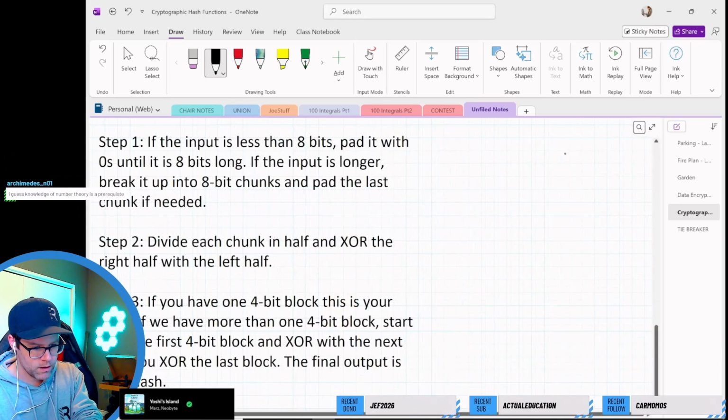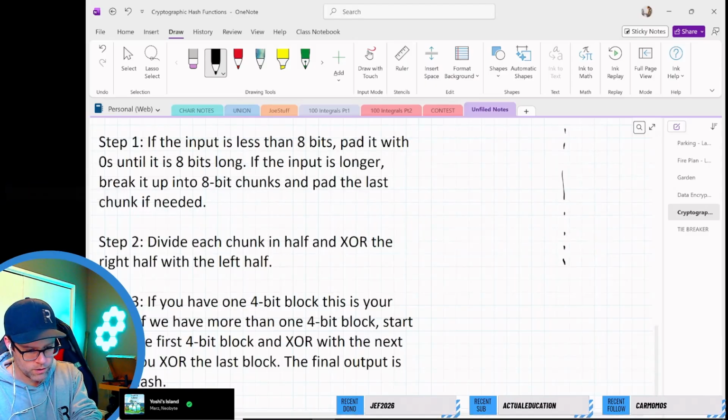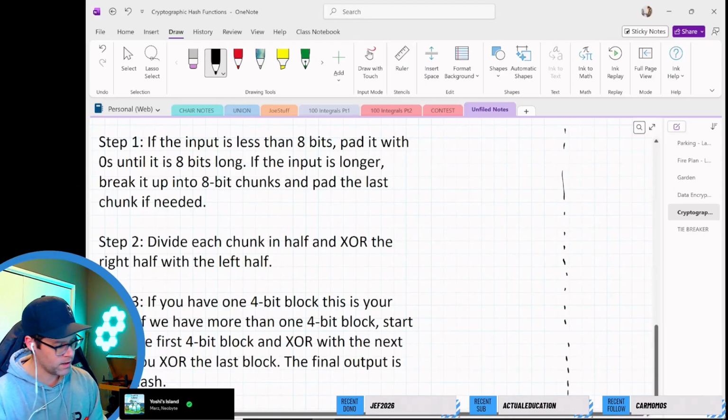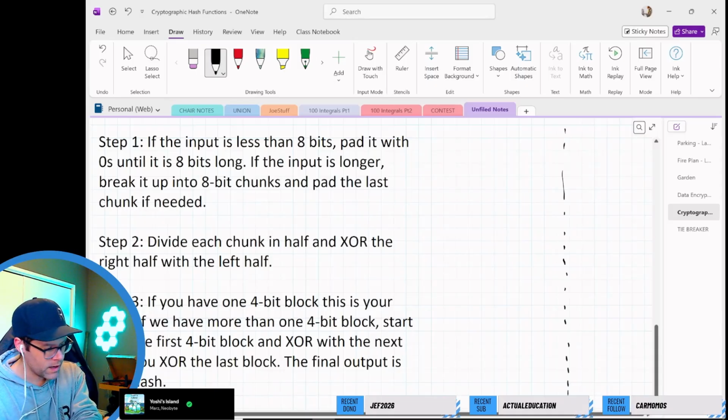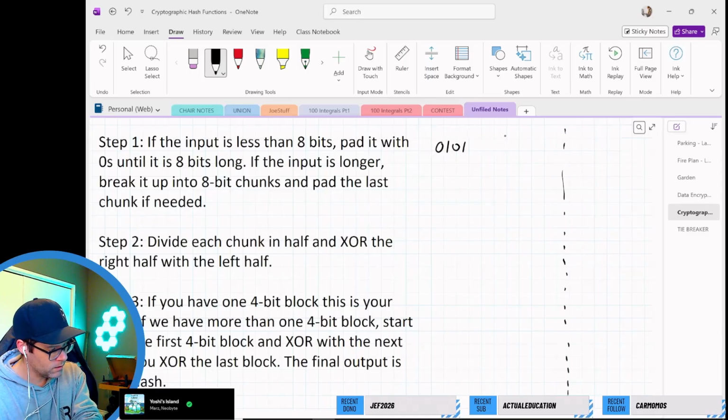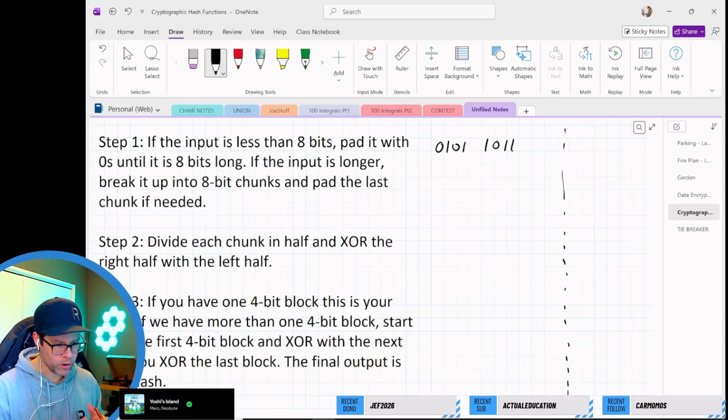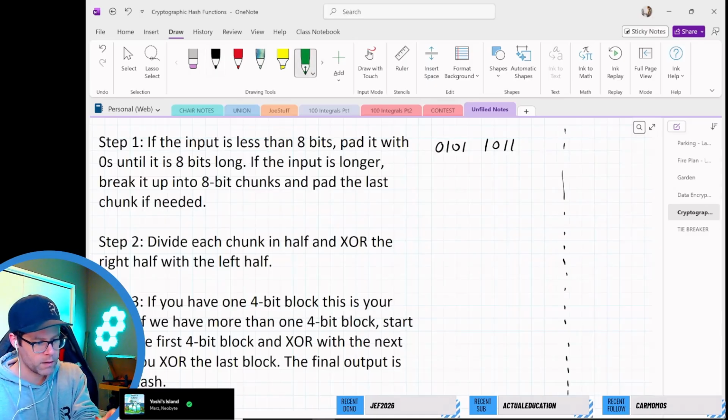Okay, so I'm going to break up the right-hand side into 2 examples, separated by this dashed line. Let's say one of my examples looks like this. It's 0, 1, 0, 1, and then 1, 0, 1, 1. So this is the input block coming into the function. Step 1 says if the input is less than 8 bits, we're going to pad it with zeros. If the input is longer, we're going to break it up in 8-bit chunks and pad the last chunk. We don't need to do either of those things. So this is the correct size. This is 8 bits. We're good to go. We don't need to worry about step 1.